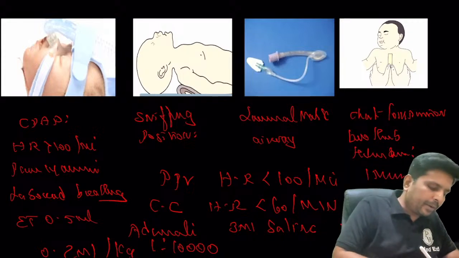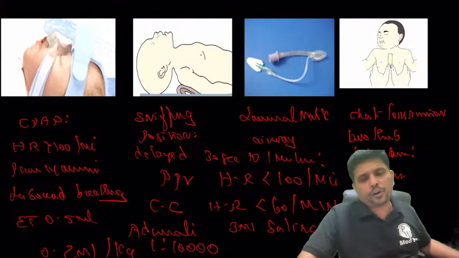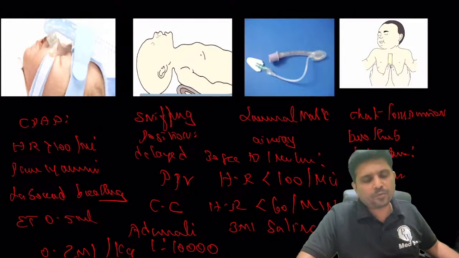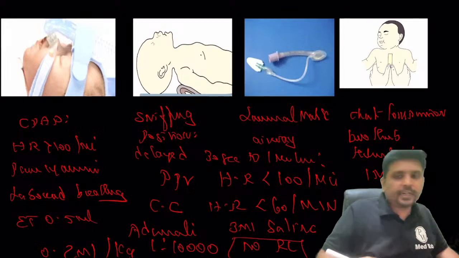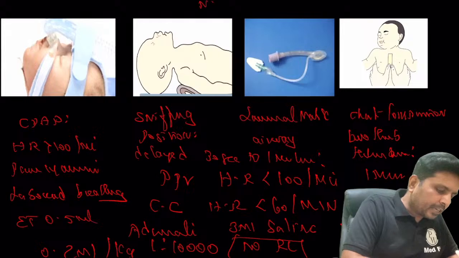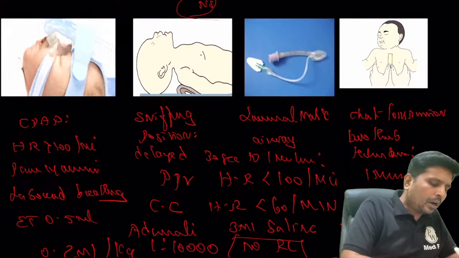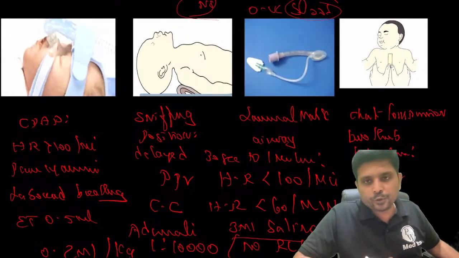Neonatal resuscitation. What do you mean by delayed cord clamping? Cord clamping 30 seconds to 1 minute after birth is called delayed cord clamping. There is no role for RL in neonatal resuscitation. We use either normal saline or O negative blood. We don't use RL because it can potentiate the underlying lactic acidosis.